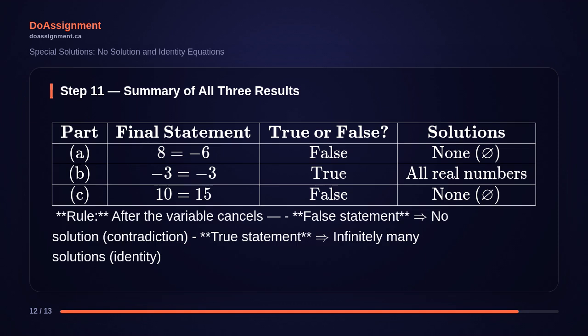The key rule to remember: if the variable disappears and you get a false statement, there is no solution. If the variable disappears and you get a true statement, every real number is a solution.